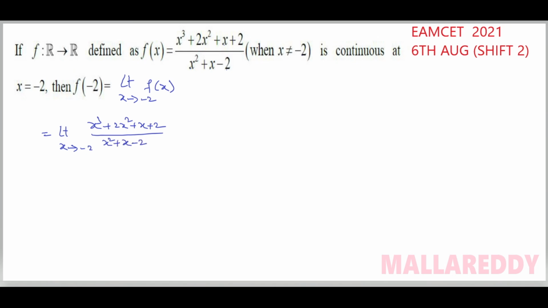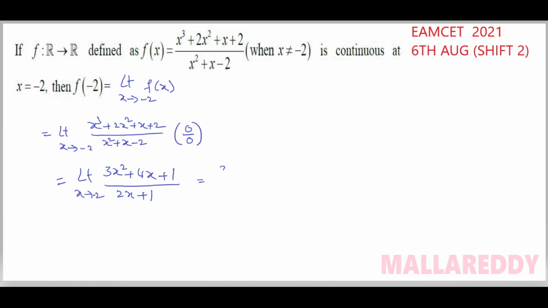So substituting x is equal to minus 2, this is 0 by 0 form. So take derivative: x cube derivative is 3x square, plus 2x square derivative is 4x, plus 1, divided by x square derivative 2x, plus x derivative is 1. This is limit x tends to minus 2.